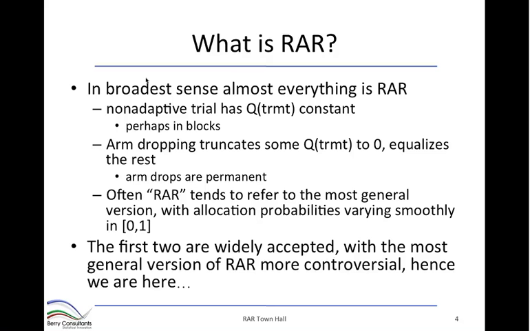Generally speaking, of course, non-adaptive trials are well accepted. Arm dropping, well accepted. The controversy is largely on this more general version. So that's really why we're here. While everything goes under this rubric of RAR, I'm going to focus mostly on, well, do we get a benefit from going to the full version?